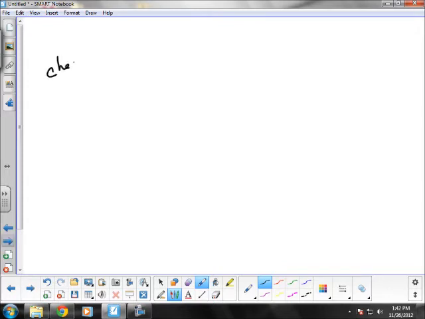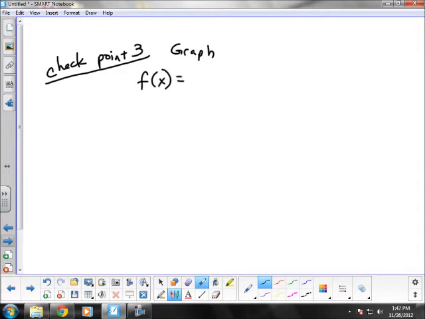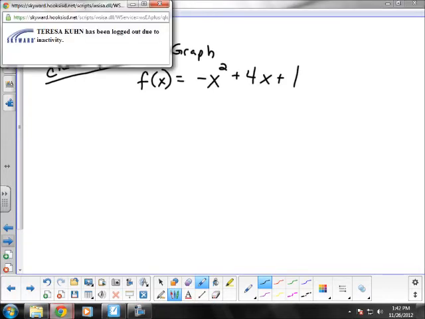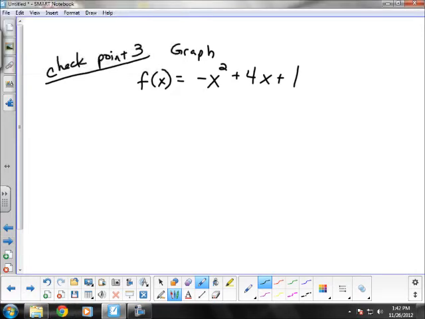Checkpoint 3. So we want to graph. We did checkpoint 2, yeah. So if you'll look, see there's no h there. It's not sitting there. So what do I know first of all? It opens down because a is negative.